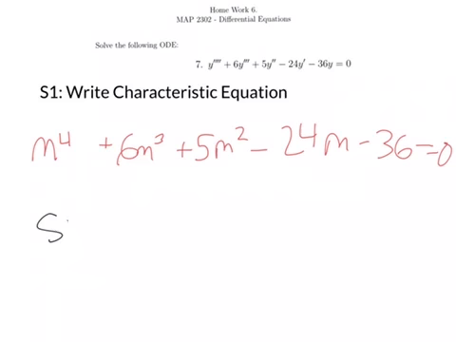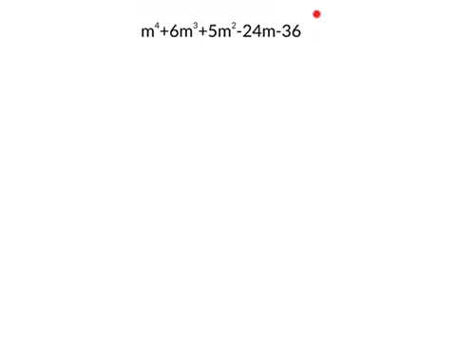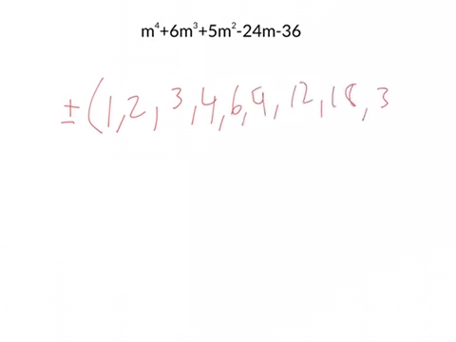Step 2 is going to be to solve the characteristic equation. So I rewrote the characteristic equation up here, and I'm going to solve it using the rational root theorem. What you do is you take the factors of this number and divide it by the factors of this number. And of course, since the coefficient here is 1, our numbers that we're going to use are plus and minus 1, 2, 3, 4, 6, 9, 12, 18, and 36, because these are all the factors of 36.